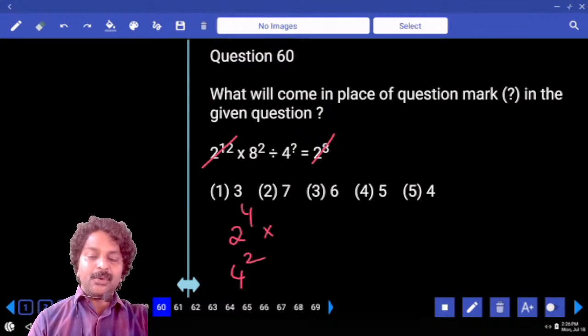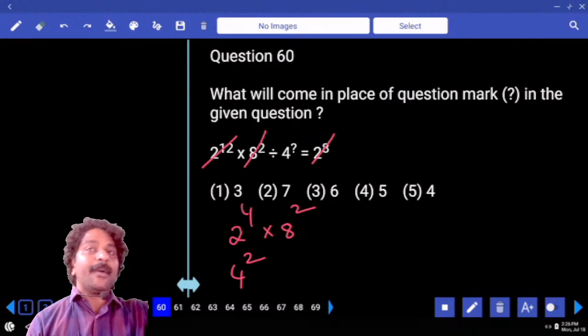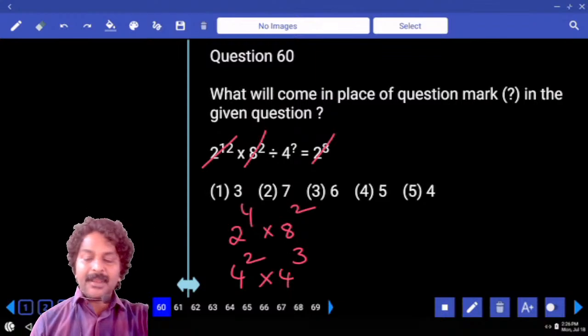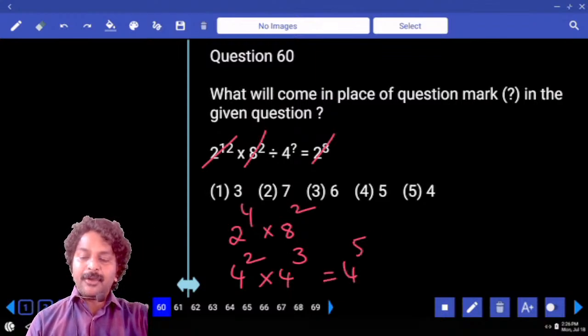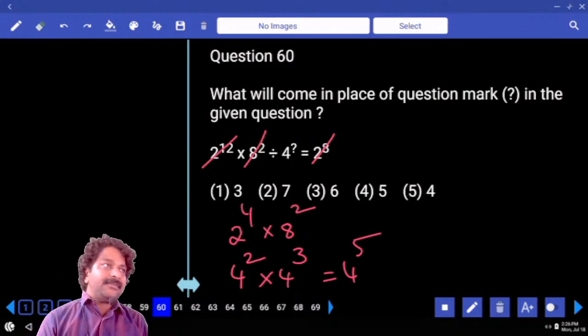which is equal to 4 squared into 8 squared we have, correct? Come on. Now 8 can be written as 2 cubed, to the power of 2, that is 2 power 6 only. 2 power 6 can be written as 4 cubed. Right. So the answer is 4 power 5. Which option? Fourth option.